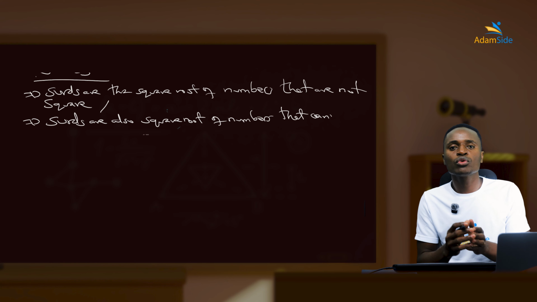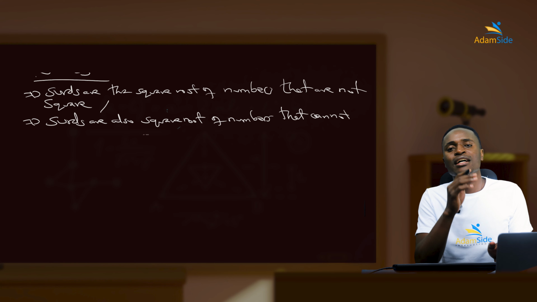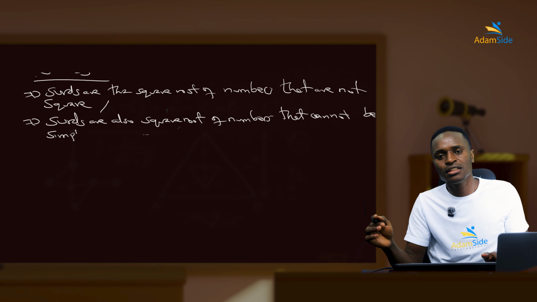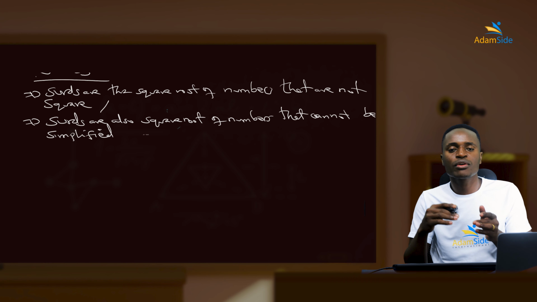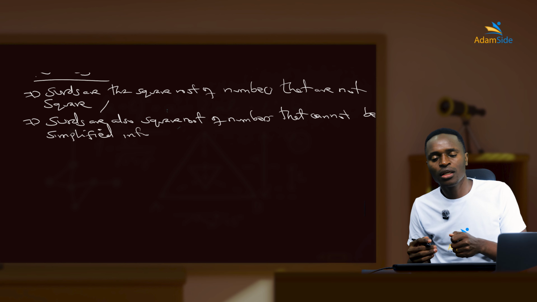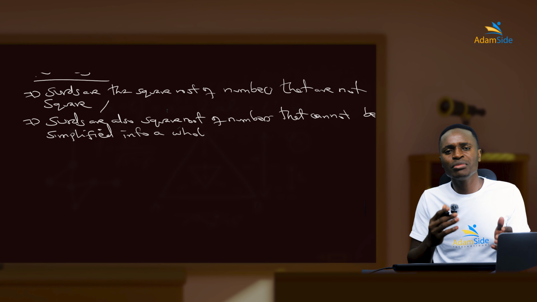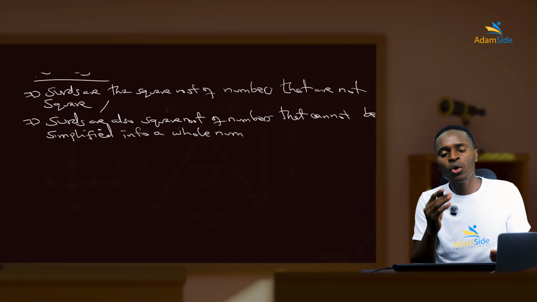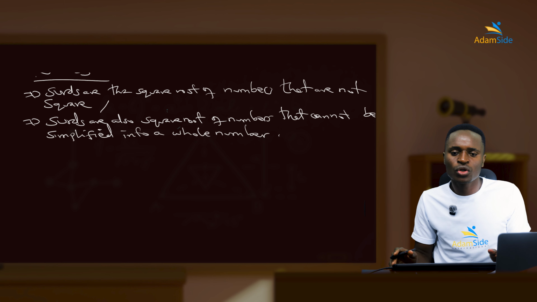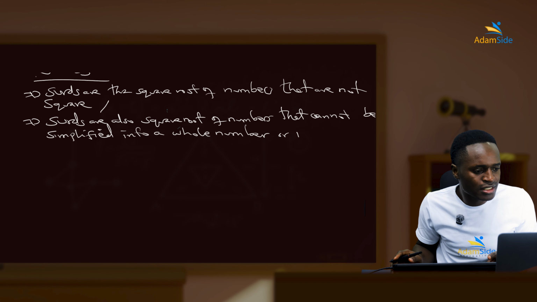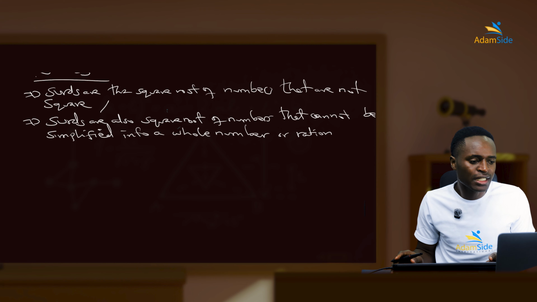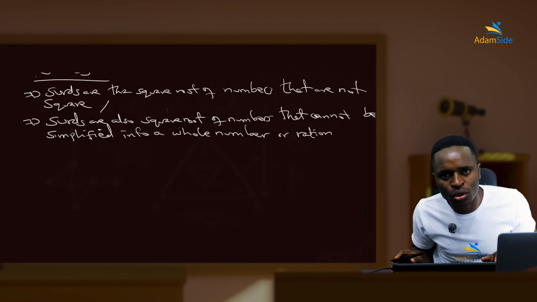For example, square root of 3, you'll obviously get a number that continues, like you have a number with a recurring decimal, like square root of 3, square root of 2, square root of 5, square root of 7. You see those kind of numbers, you will not be able to get a whole number, and that's it. So we say, in other words, that surds are the square root of numbers that cannot be simplified into whole or rational numbers.